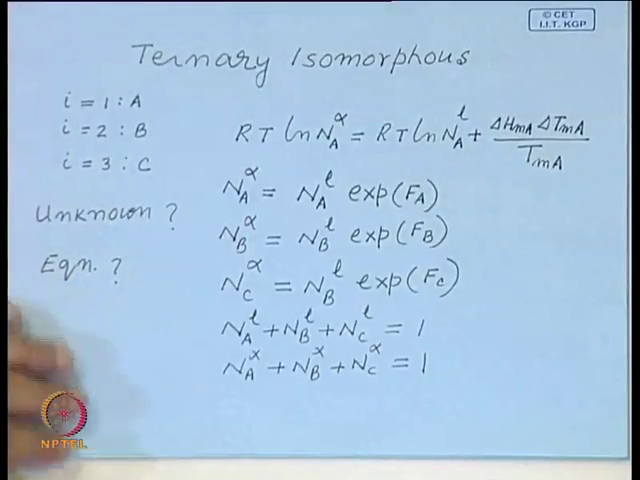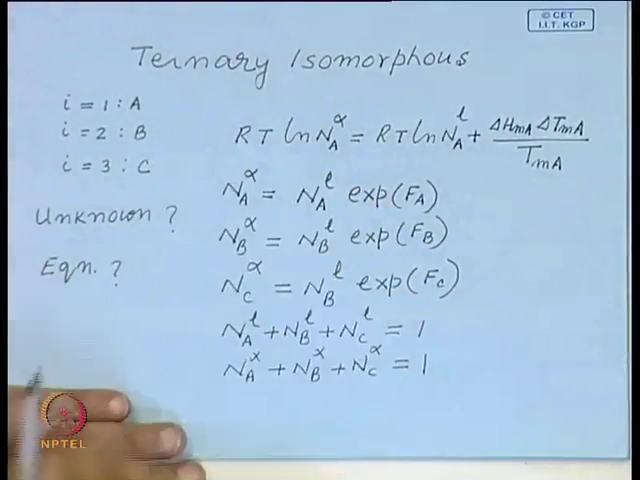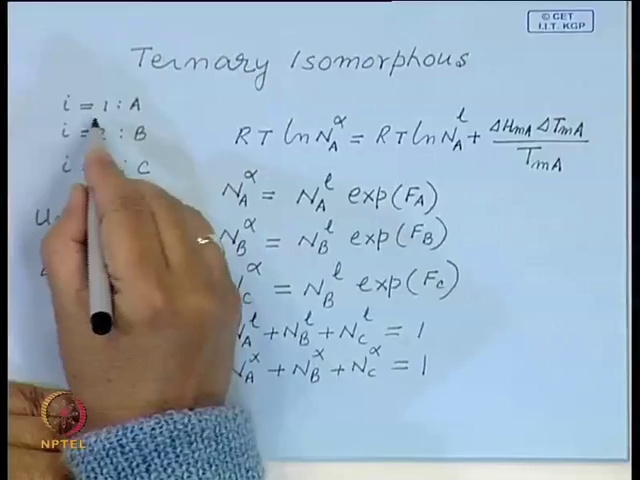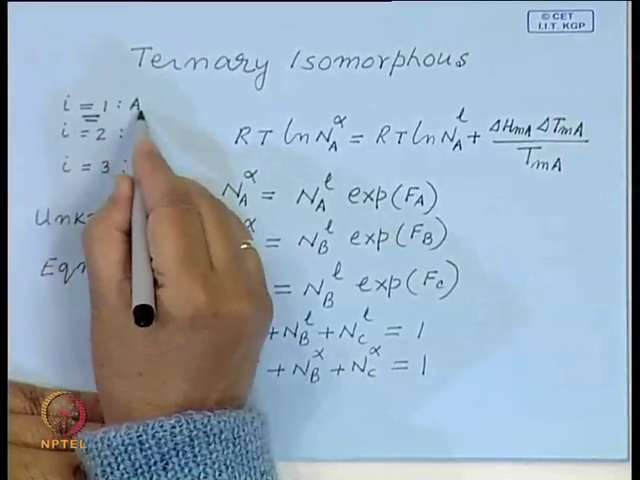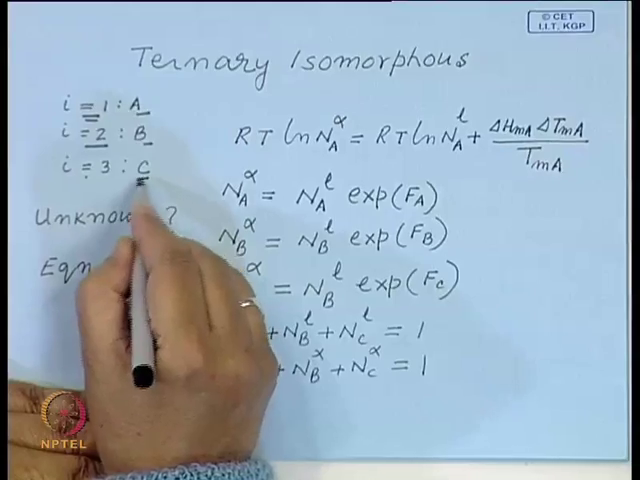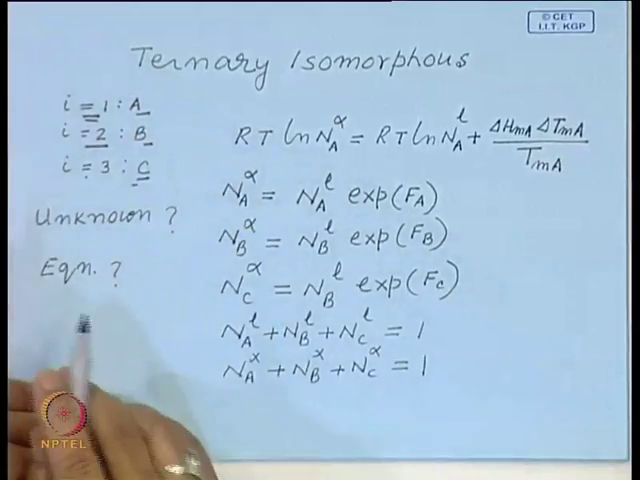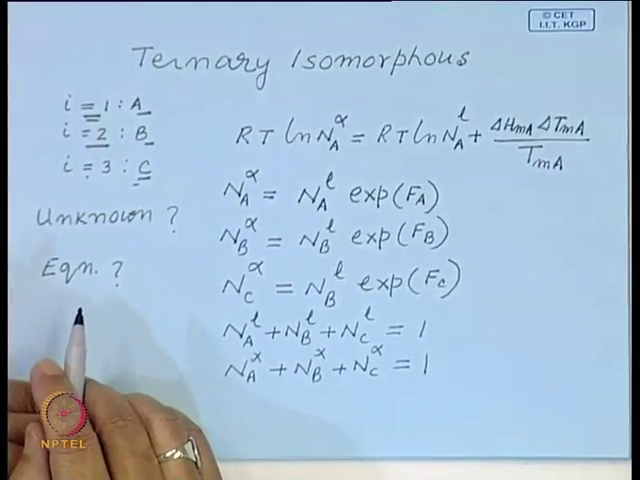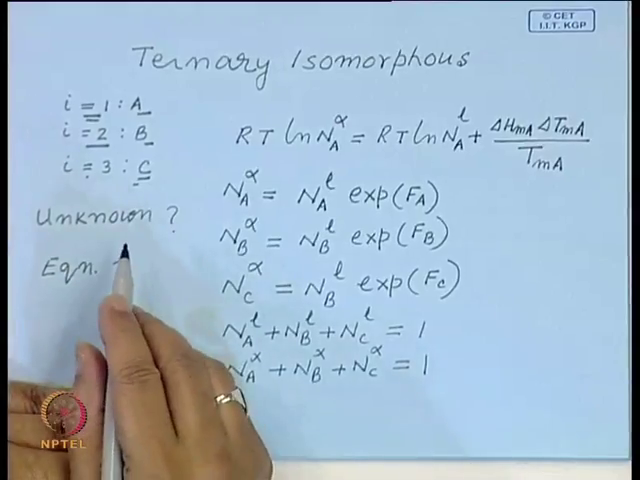Now, an extension of this: suppose we look at a ternary isomorphous system. Say suppose 1 represents A, 2 represents B, 3 represents C. We had done a similar calculation for binary. Extend the same thing to a ternary system.